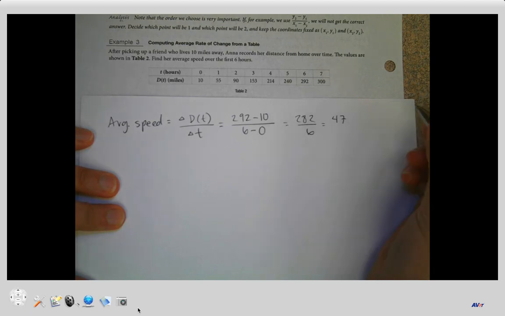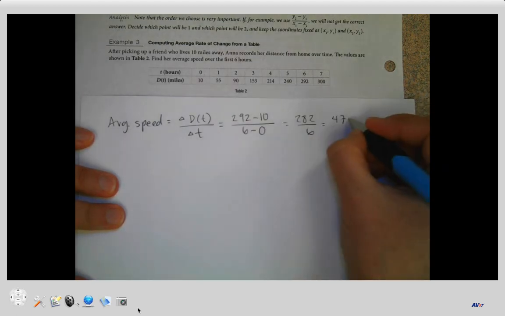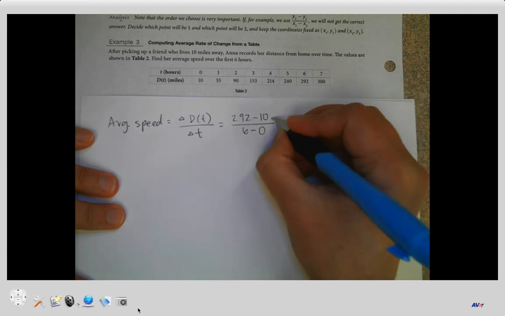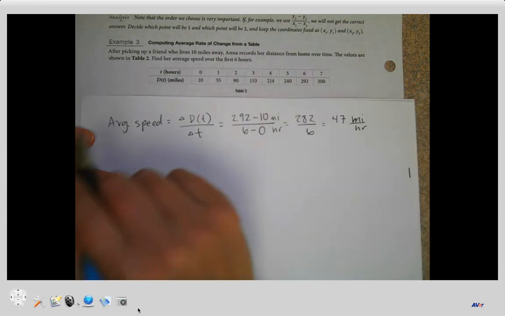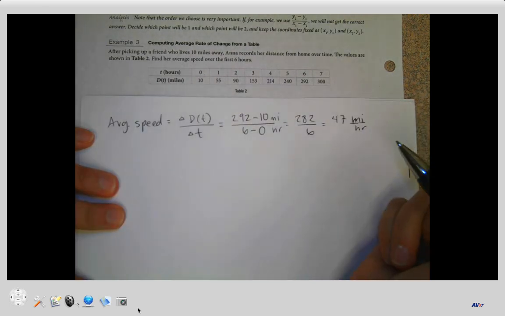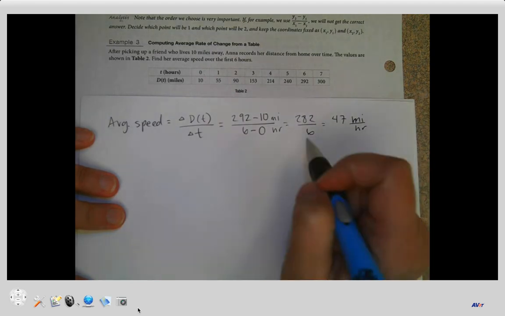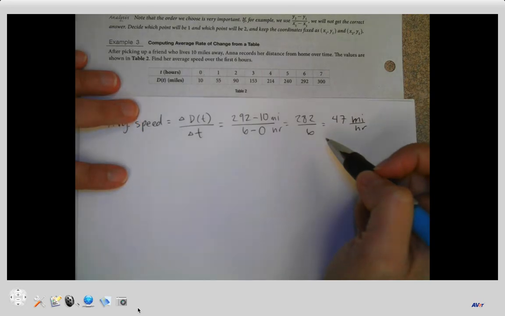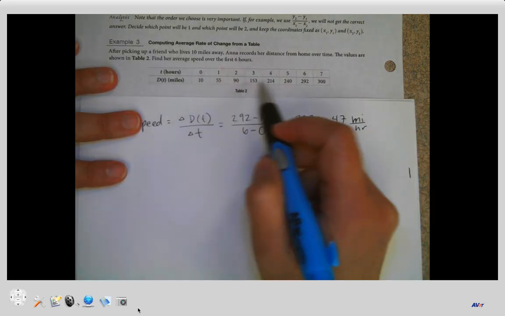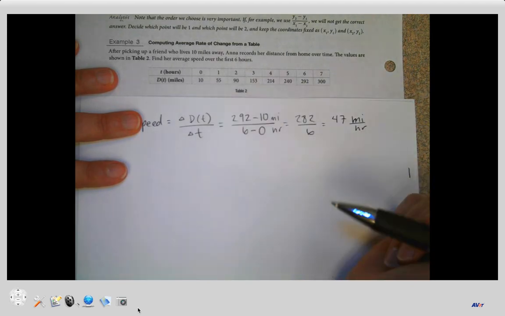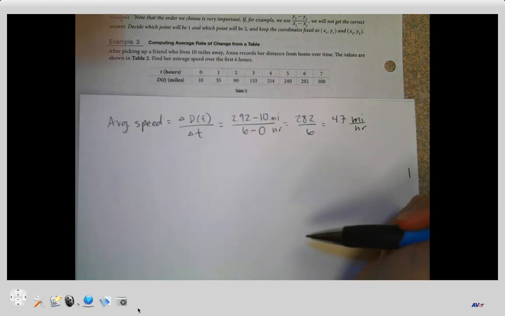Now I've been a little bit careless about units here. What are our units? This is 47 miles per hour. So her average speed was 47 miles per hour. Presumably she's in a car or she's running really fast. Okay, so that was her average rate of change. The information they gave us was her position, the distance that she had gone over different lengths of time, and from the distance, we could find her average speed.